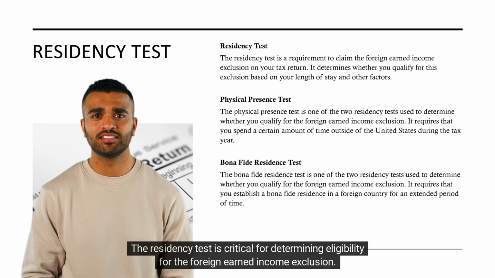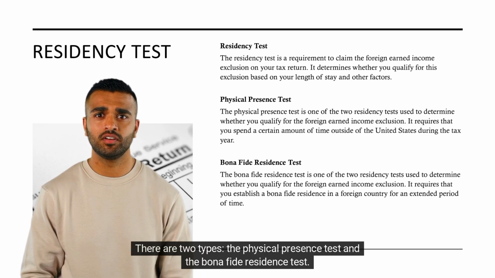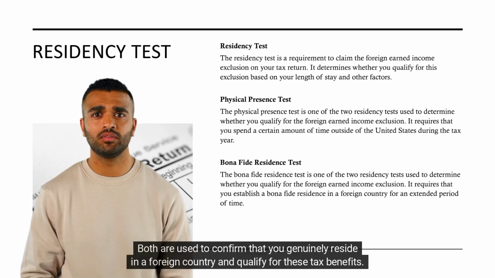The residency test is critical for determining eligibility for the foreign earned income exclusion. There are two types, the physical presence test and the bona fide residence test. Both are used to confirm that you genuinely reside in a foreign country and qualify for these tax benefits.